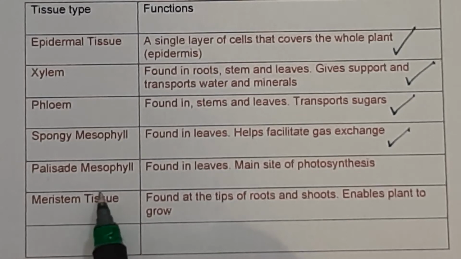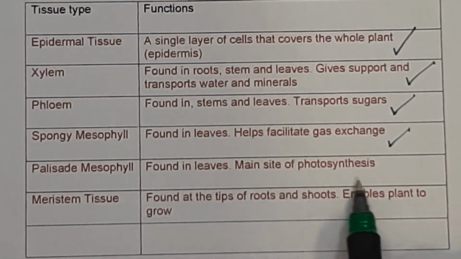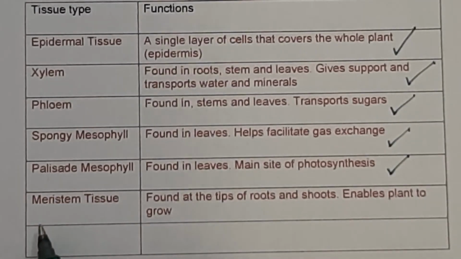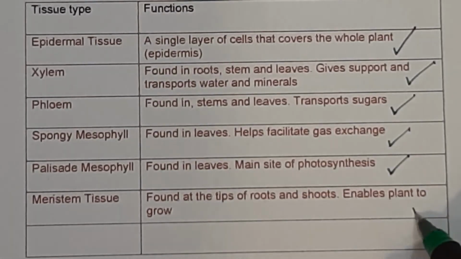The palisade mesophyll is found in leaves and it's the main site of photosynthesis. And the meristem tissue is found at the tips of the roots and the shoots, and it enables the plant to grow. So it's quite possible you haven't got all of those. Please add anything you don't have. Feel free to pause the video whilst you do that before we move on.